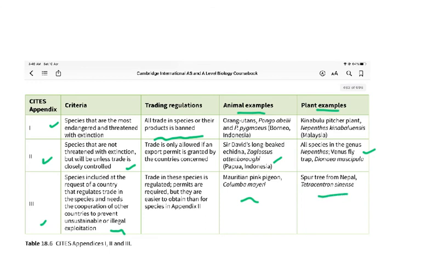So these are the three criteria. Number 1, most threatened with extinction, so all trade is banned. Number 2, not threatened with extinction unless trade is closely controlled, so trade is only allowed if an export permit is granted. And the third is that they are not becoming extinct, but we need to prevent illegal exploitation, because certain countries pay more money for them. For example, hawks are sold to the United Arab Emirates for a lot of money because people there like to keep hawks, and they probably use them for hunting.